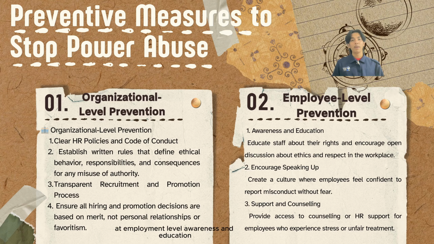At the employee level, awareness and education. Staff should be educated about their rights and encouraged to talk about ethics and respect in the workplace. Encourage speaking up. The organization should create a culture where employees feel confident to report misconduct without fear. Support and counseling. Employees who experience stress or unfair treatment should have access to counseling or HR support. When these measures are implemented properly, the risk of power abuse can be greatly reduced.